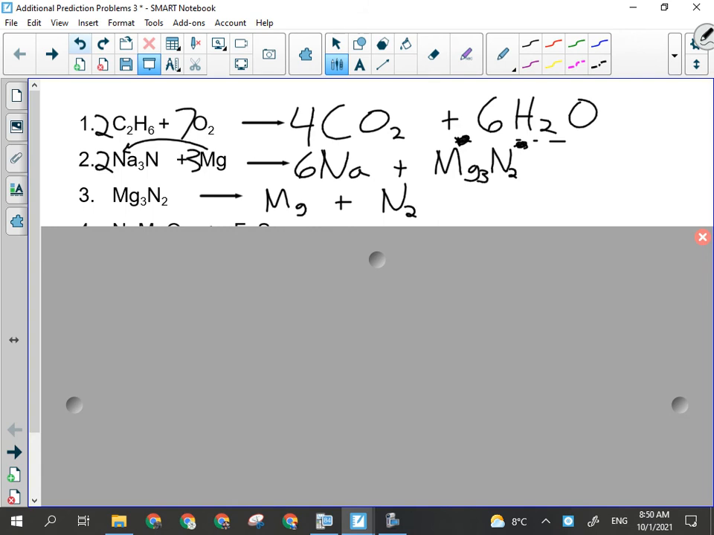Okay, so now I've got that set. I've checked for special elements. I don't have any dropping and swapping because there's no ionic compounds. Next is balancing. Nitrogen's already balanced. Now magnesium's balanced, and I'm done. Okay, always the same steps.